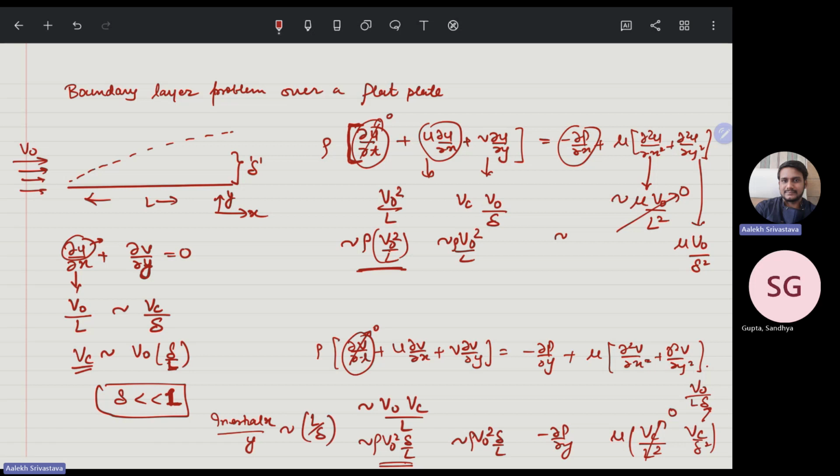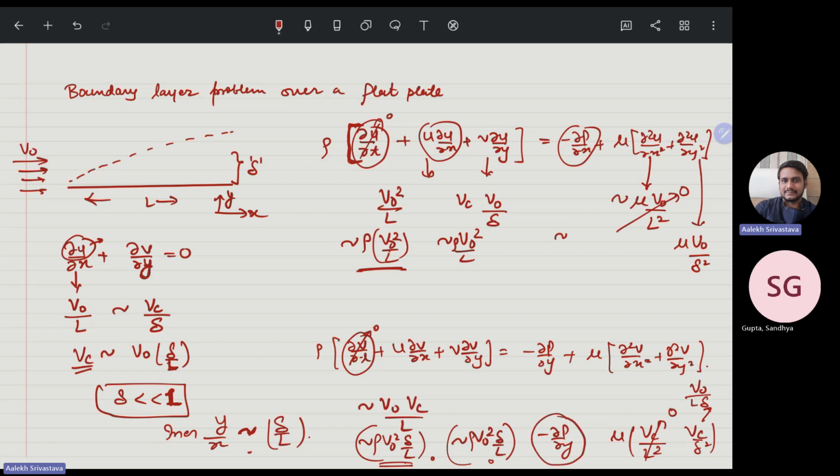I should put it another way, then you will get a very good understanding. If I say y by x inertial, it is of the order of magnitude delta by L. And we know that delta is very, very less than L. Therefore, each term in the y momentum is one order less than in the x momentum, so it is not significant as compared to the x term.